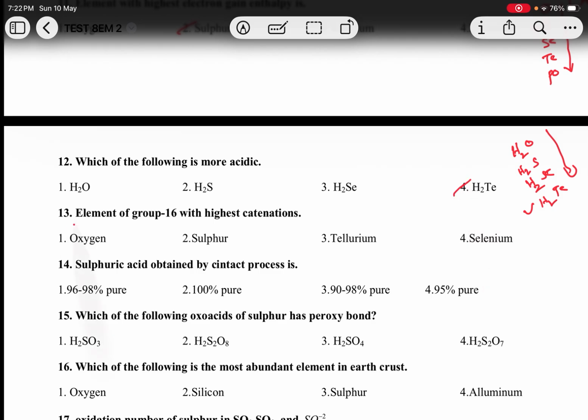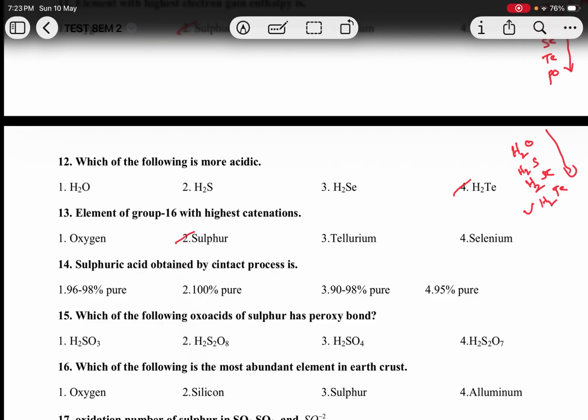Next, 13th one: the element of group 16 with the highest catenation property: 1 oxygen, 2 sulfur, 3 tellurium, 4 selenium. So sulfur has the highest catenation property.